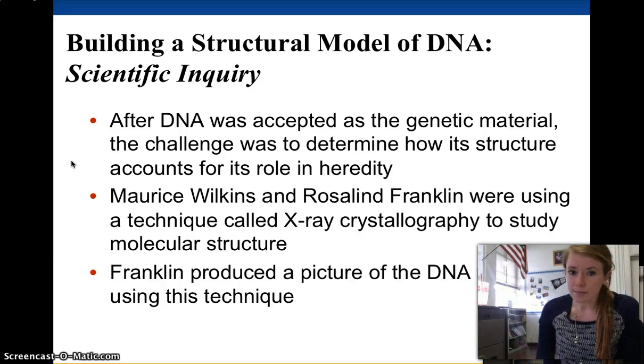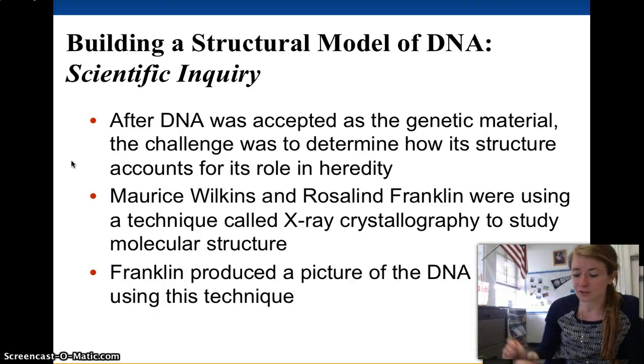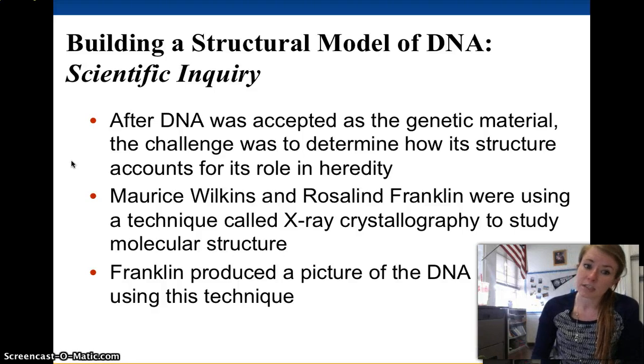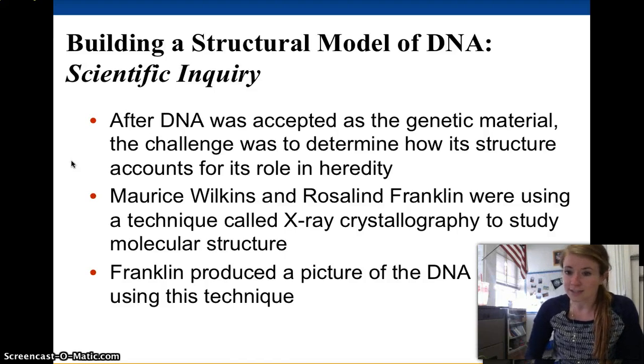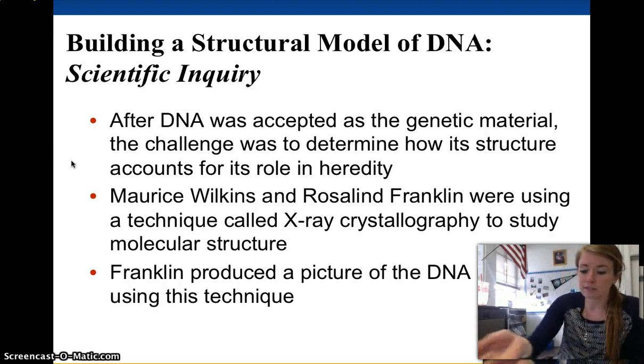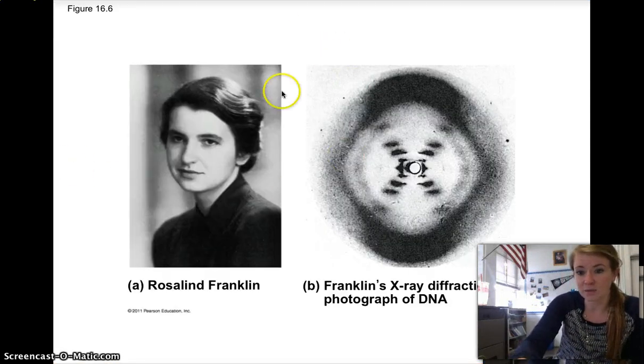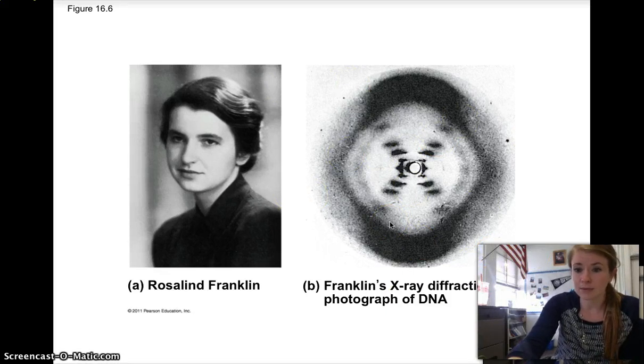So after all those experiments, we were finally able to see that it was DNA that's the genetic material, not protein. And now people are trying to figure out the structure of it, because we know that it's the genetic material, but we don't understand how the structure has anything to do with it. There were these two scientists named Maurice Wilkins and Rosalind Franklin, and they were using X-ray crystallography, which is a very special kind of X-rays that I don't understand, and they were looking at molecular structure. Rosalind Franklin took a very famous picture of DNA, this one right here, that was the basis for understanding DNA, basically.